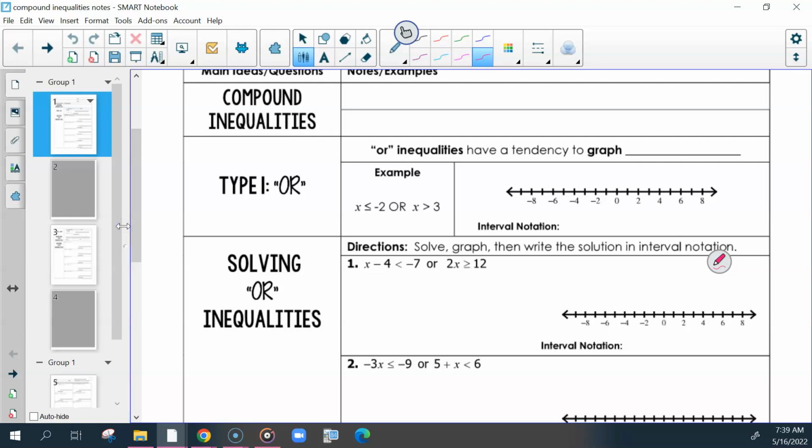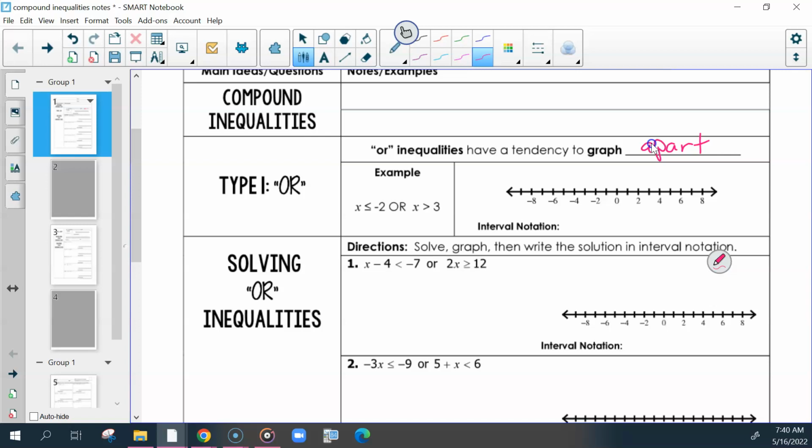So remember that compound inequalities are more than one. When we solve these, they're just like when we solve equations, but there are two of them. And then there are two different types, or and. Or inequalities have a tendency to graph apart. So that means, and for our purposes, they shouldn't be touching each other. They should be going in opposite directions.